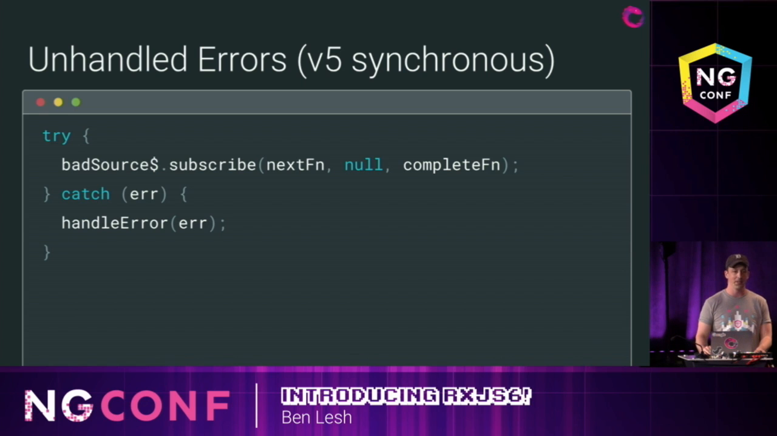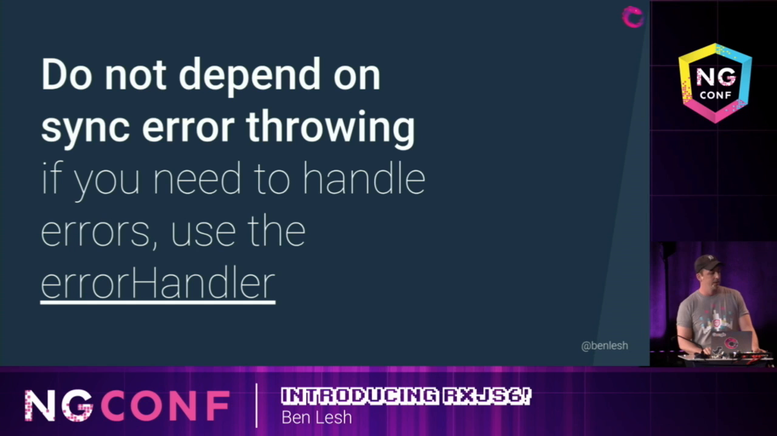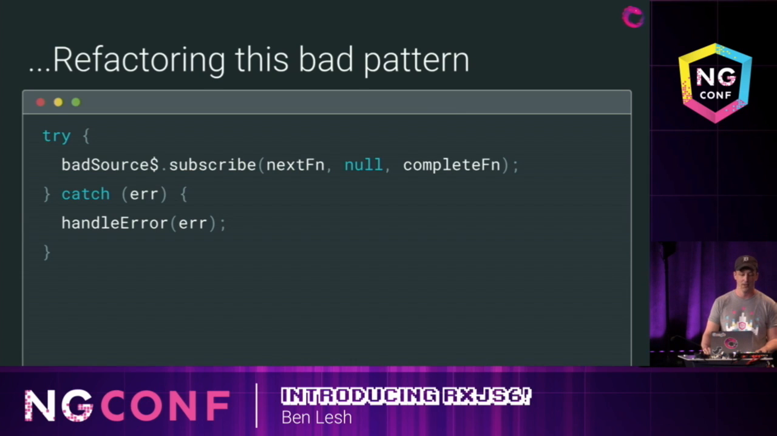Which is kind of weird, right? Because if bad source happens to be asynchronous, someone changes the implementation or whatever, and observables are usually asynchronous, then try-catch is not going to work. An asynchronously thrown error cannot be caught with try-catch, period. So the important thing is, for RxJS 6, you do not want to depend on that synchronous error rethrowing for unhandled errors. You don't want to depend on that. It's not good. We're removing it because it comes with problems.